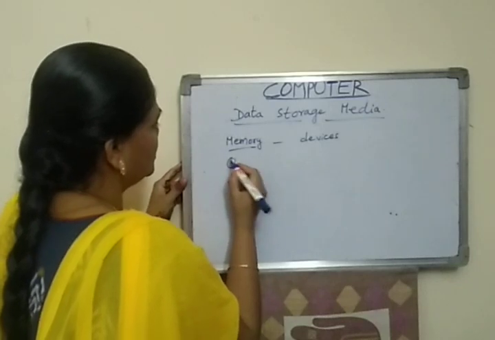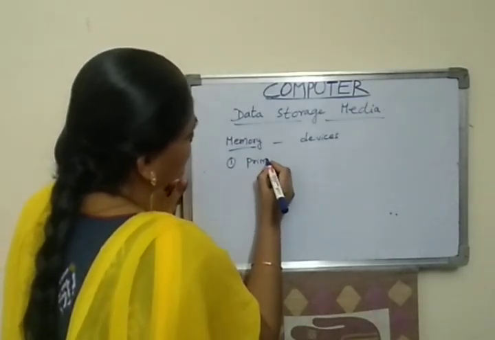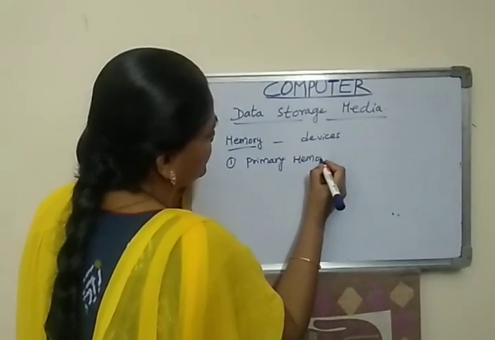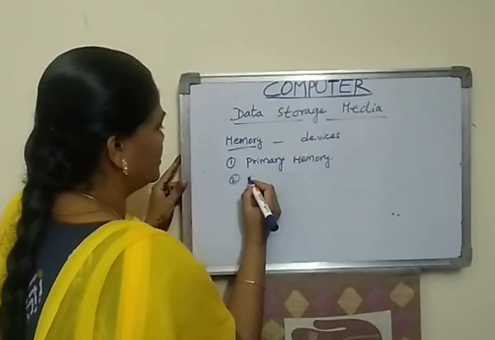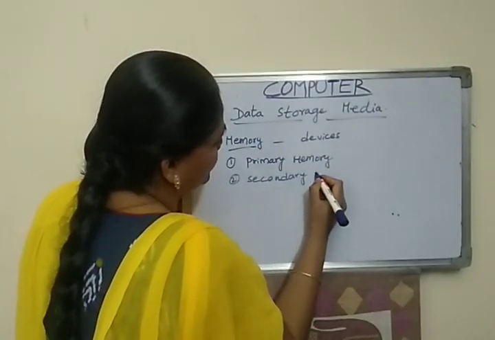Computer has 2 types of memories. First one is primary memory. Second is secondary memory.